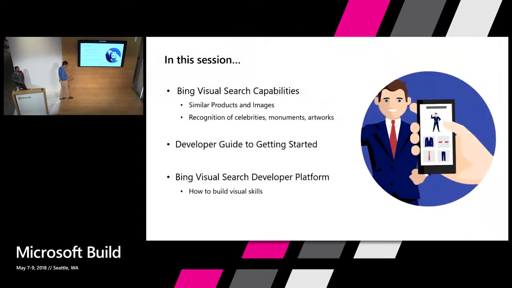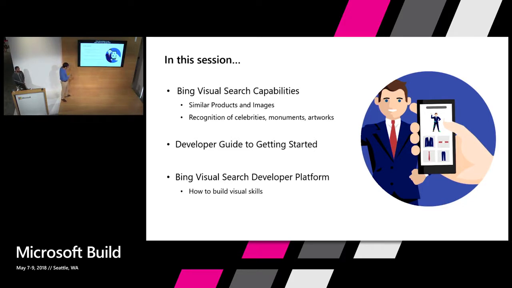As I talked about, 2 different things, right? One is Bing Visual Search API in itself. You can build a lot of cool applications, and I'm going to talk about that quite a lot. And the second thing is Bing Visual Search Developer Platform that we released yesterday in alpha. Ravi is going to talk about that. He's also going to show a cool demo.